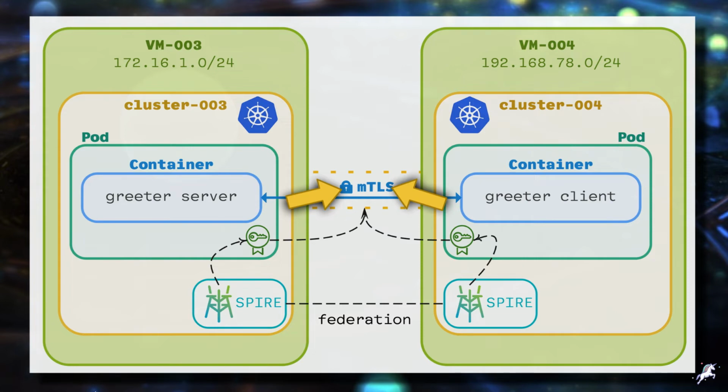To establish an MTLS connection, these applications will exchange their X509 digital certificates, and the X509 digital certs that those apps have will be distributed and validated by SPIRE, so that the workload greeter client in cluster 4 will verify the validity and the authenticity of the workload greeter server in cluster 3 and vice versa, and they will establish secure communication between each other.